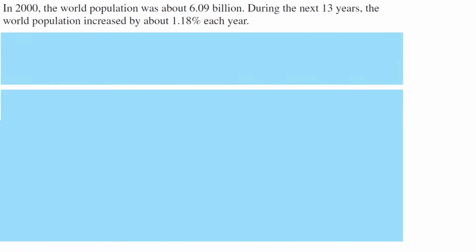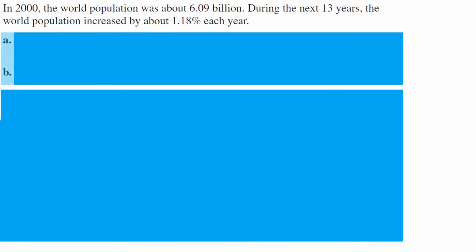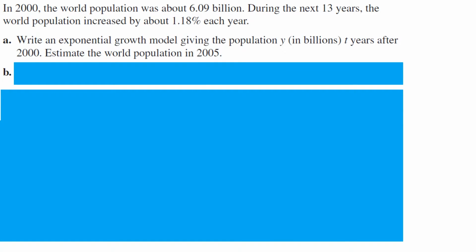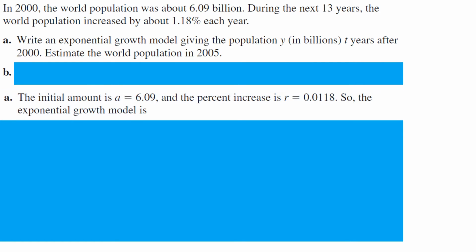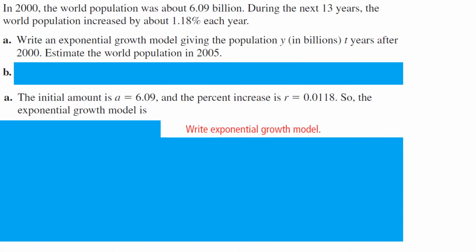A real life situation with world population. We write a growth model. And then after we make the model, can we estimate the population from 2005? Well, we start with 6.09 billion. 1.18% as a decimal, 0.0118. So for A, we plug in 6.09.